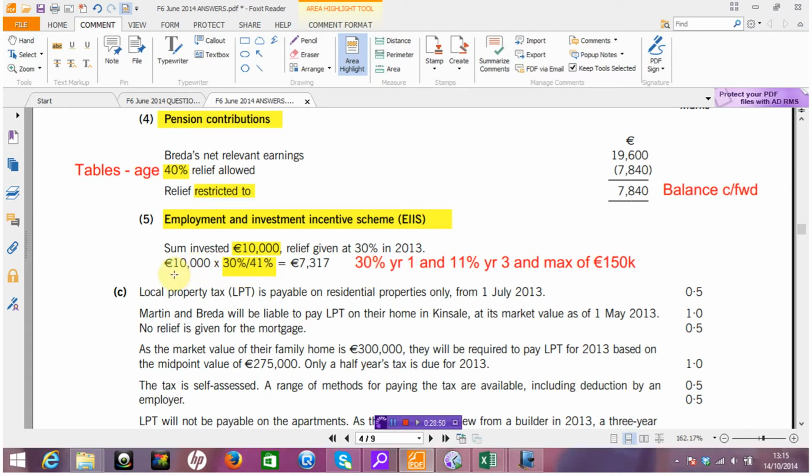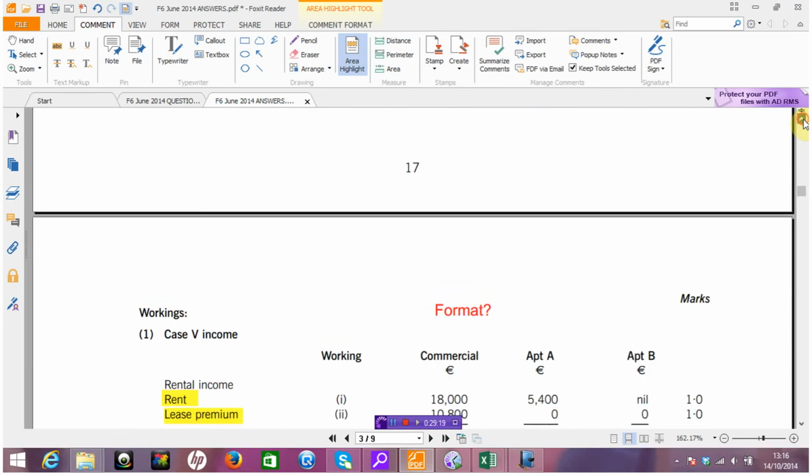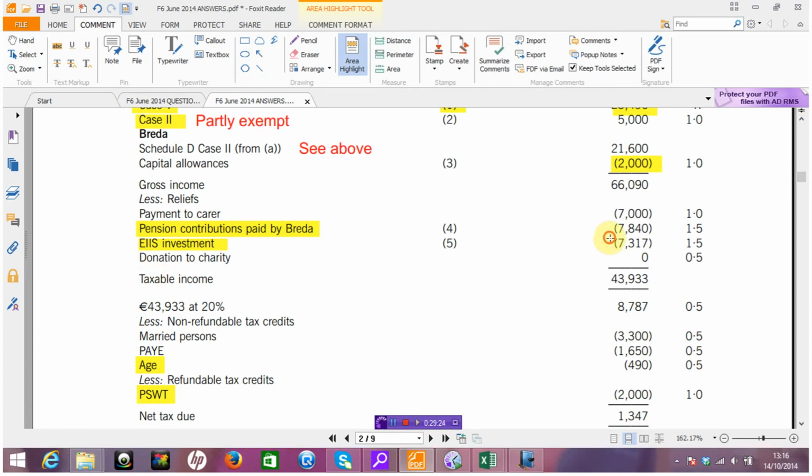So what they do, and they could have done this differently, is they say, well, that's the investment. If the deduction in year 1 is in effect 30 over 41, 30% in year 1, then that's the value of the deduction that we can take within the income tax computation. And what that does in effect is give the individual 30% relief in year 1. Okay, so back up to the question itself. You'll see that that's 7,317, I believe, is simply deducted just there.